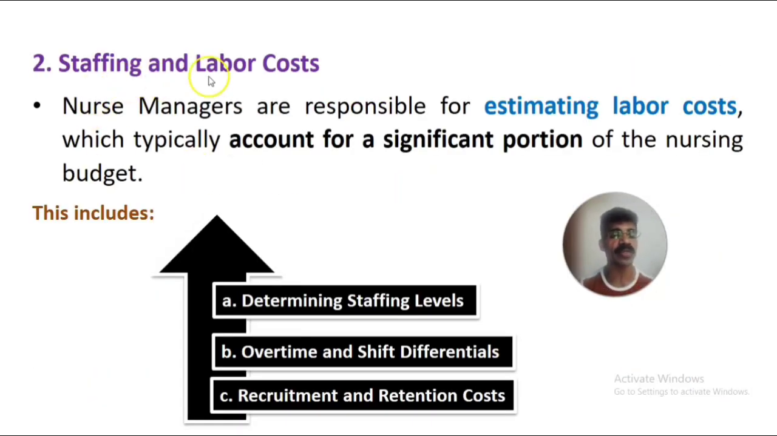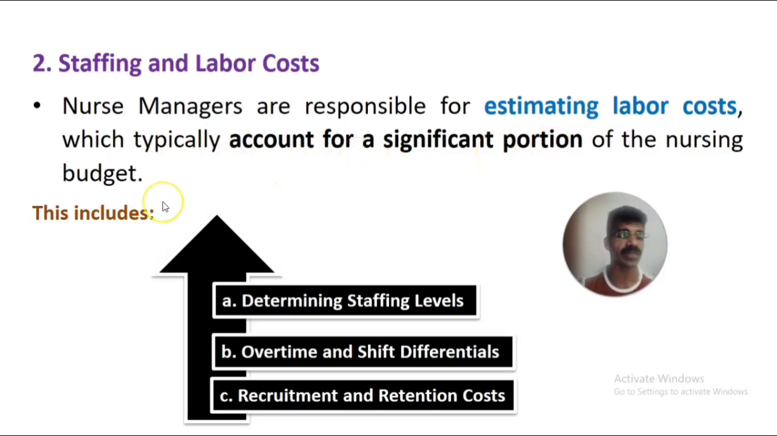The second responsibility is maintaining staffing and labor cost, the expenditure on wages and salary for the staffing and labor cost. Nurse managers, or the nursing superintendent, are responsible for estimating the labor cost, finding out the total labor cost in the particular ward or the hospital, which typically accounts for a significant portion of the nursing budget. So almost all the nursing budget is utilized for the labor cost, to provide salary to the staff of the hospitals.